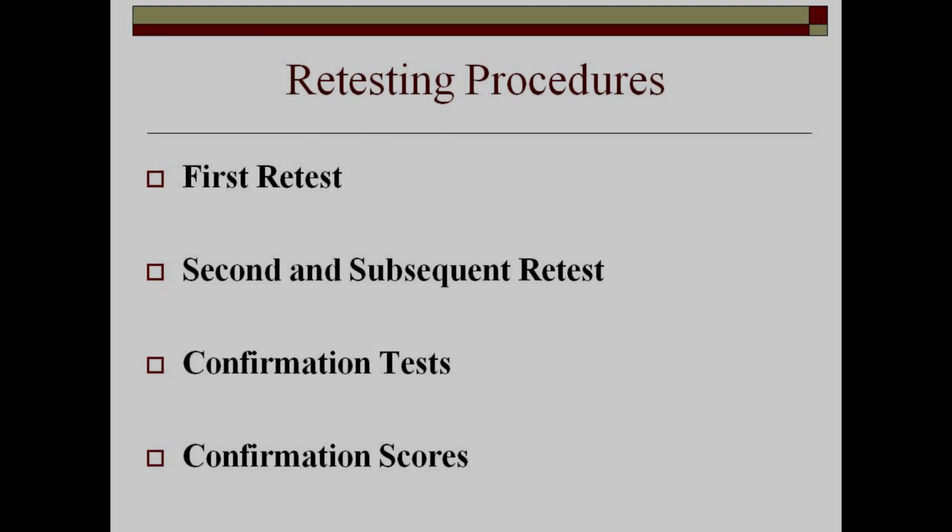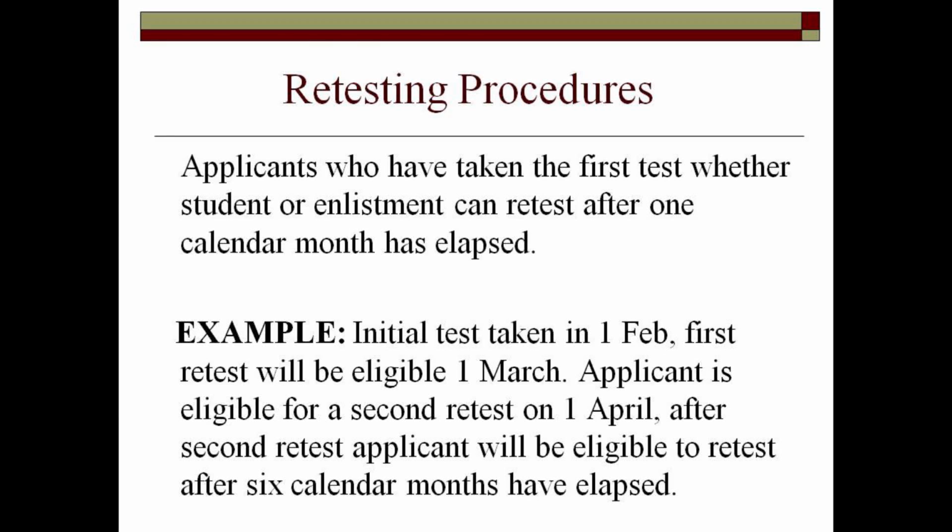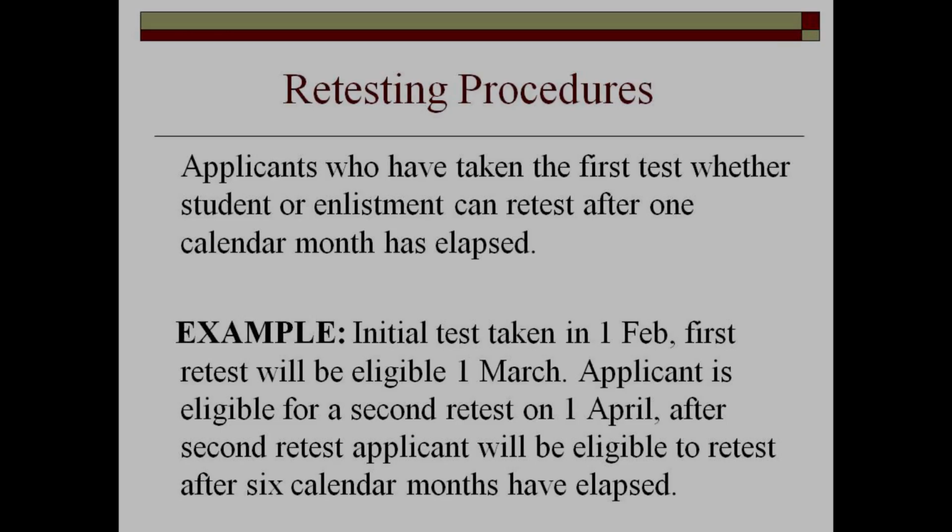First retest. An applicant who has taken the first test, whether student or enlistment, can retest after 1 calendar month has elapsed. For example, if the initial test was taken 1 February, first retest eligibility will be 1 March. If the applicant is eligible for a second retest on 1 April, after the second retest, the applicant will be eligible to retest after 6 calendar months have elapsed. So it'll be initial test, 30 days later, and then 6 months after.